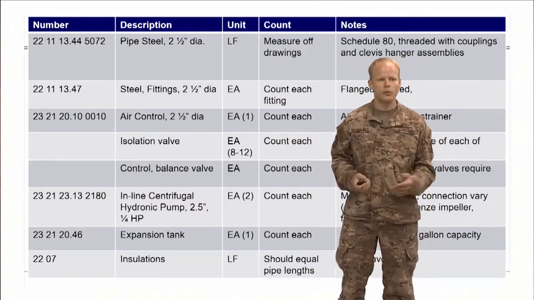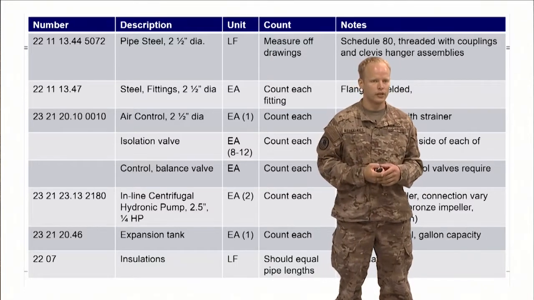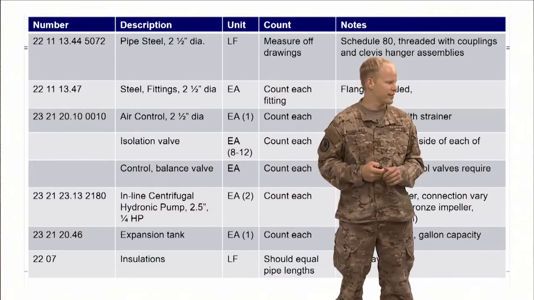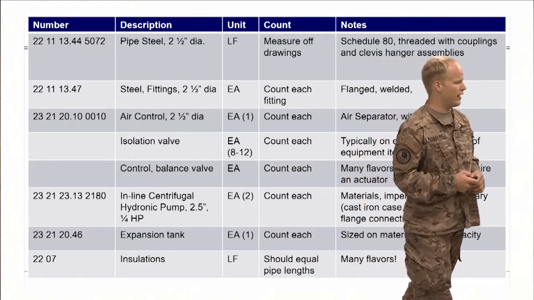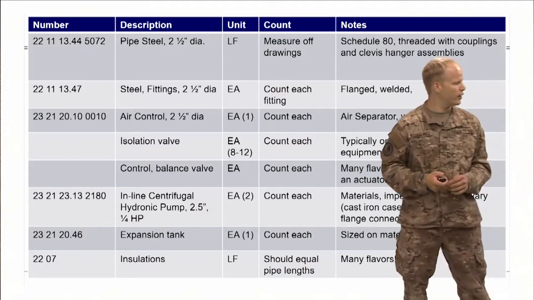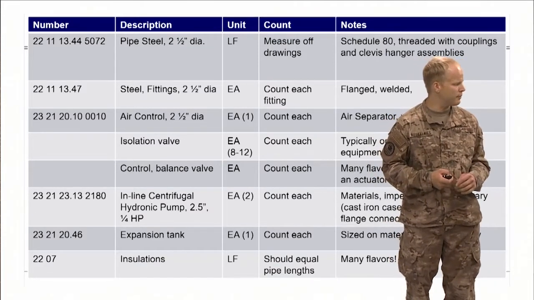So how do you get this? We're going to have to measure it off the drawings. So you're going to need a complete set of drawings to be able to measure this off and estimate it. Notes that you have on here, it's Schedule 80, threaded with couplings and clevis hanger assemblies.